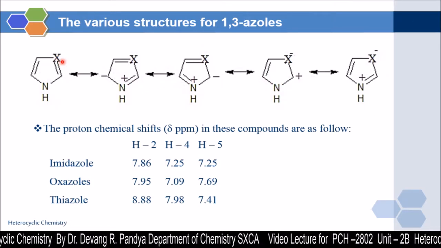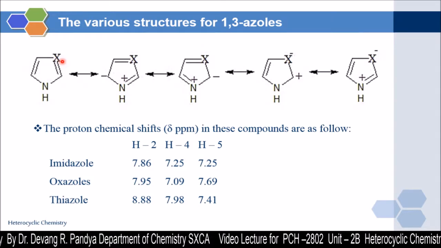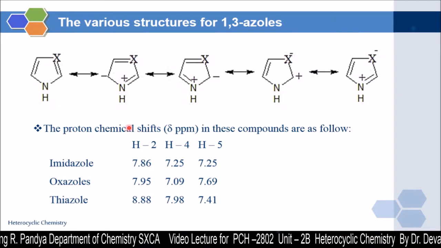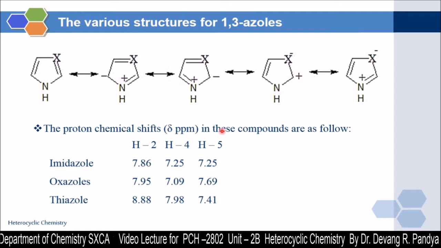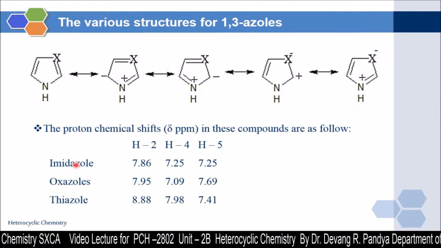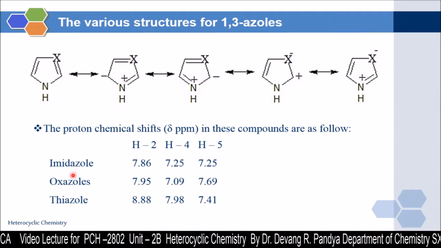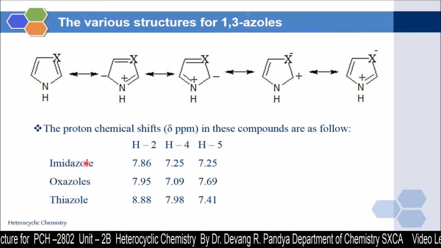Here X represents nitrogen, oxygen, or sulfur, not a halogen. The proton chemical shift, in delta ppm, is given for these compounds: imidazole, oxazole, and thiazole.